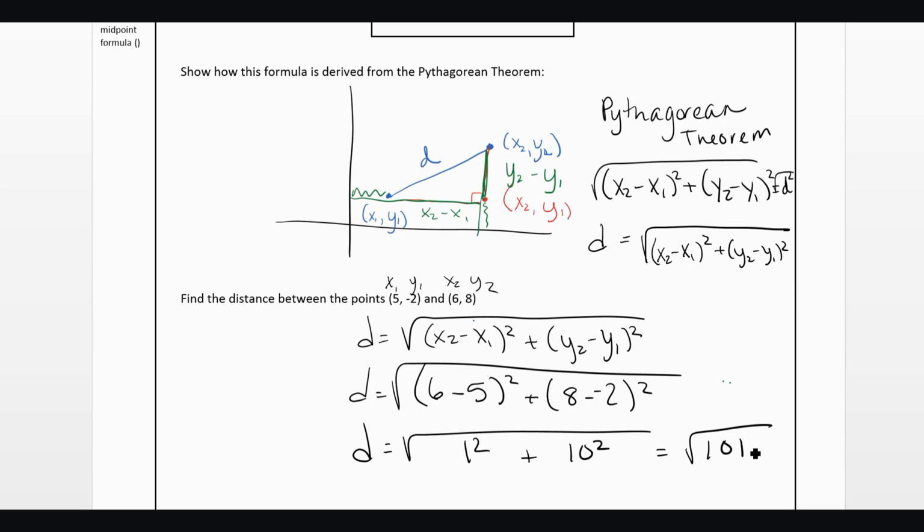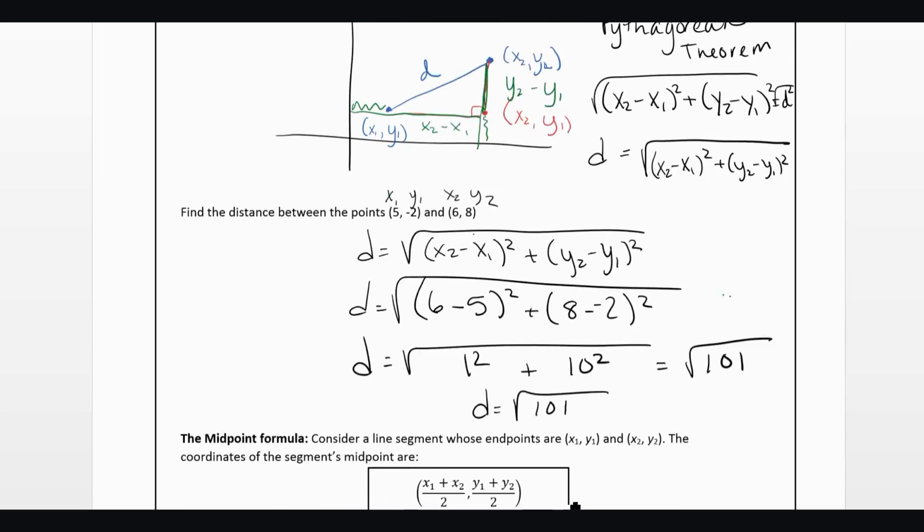Now you would simplify that if you can, but that's as simple as the square root of 101 is, so our distance here would be the square root of 101. And of course, if you needed a decimal approximation, you could put that in your calculator.